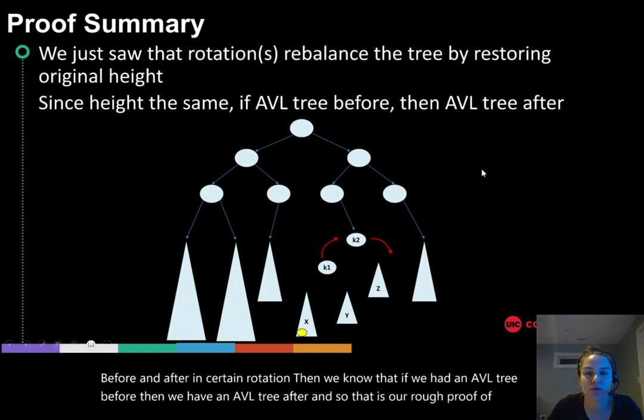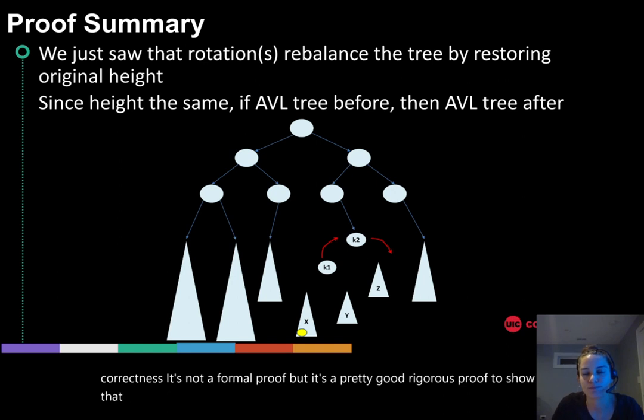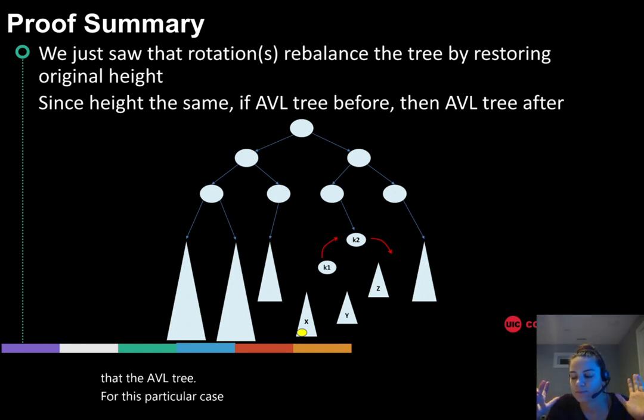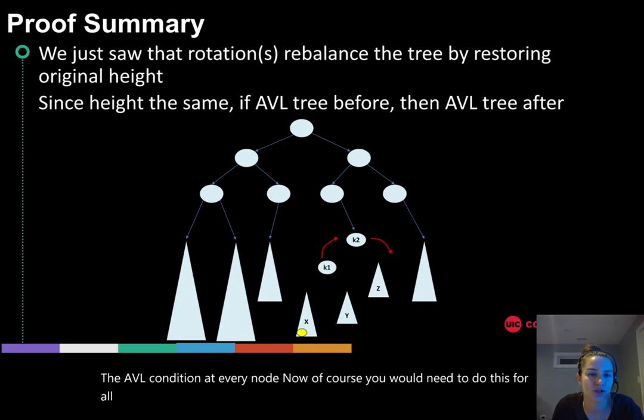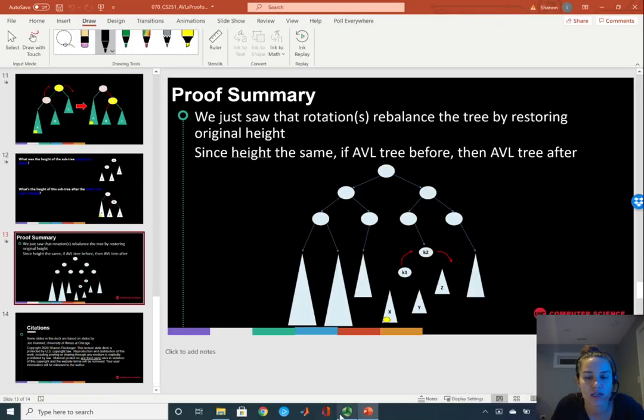It's not a formal proof, but it's a pretty rigorous proof to show that the AVL tree for this particular case maintains the AVL condition at every node. Now, of course, you would need to do this for all of the different rotation cases, which you can do and show that this is the case. So that is it. Thanks.